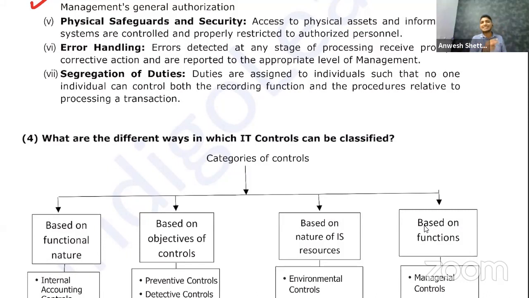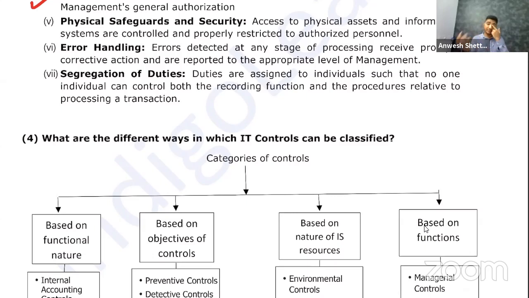Next one is segregation of duties. This is a very important point you need to understand. What is segregation of duties? It means that as long as there are humans involved in an organization, there is always a possibility of fraud. Always a possibility of fraud. Why? Because humans keep changing, on a daily basis or a weekly basis or a monthly basis, depending on the circumstances.